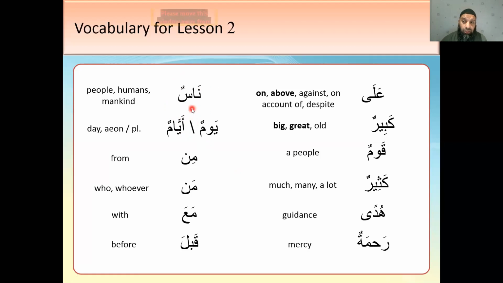So, nasun is people. قُلْ أَعُوذُ بِرَبِّ النَّاسِ. Nas is people, humans, mankind.